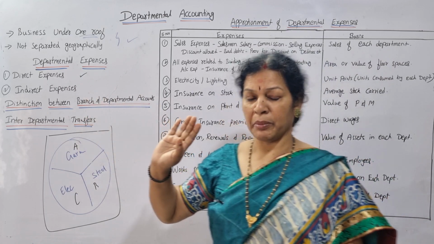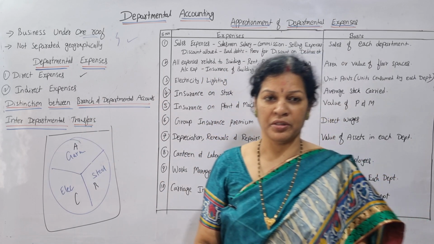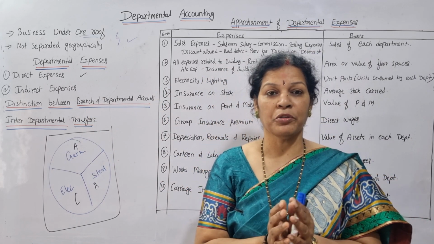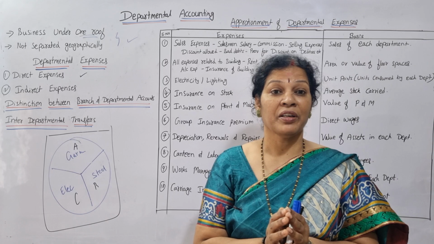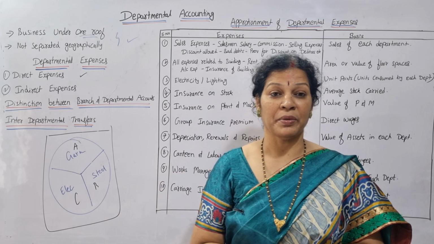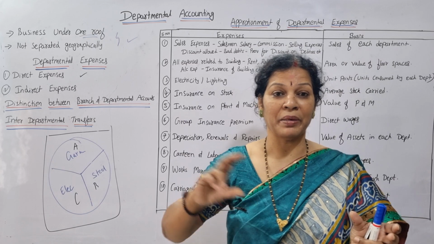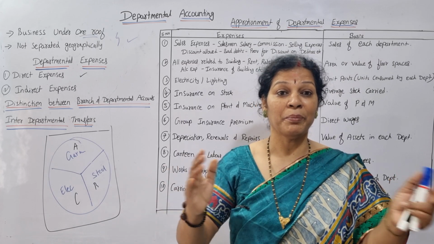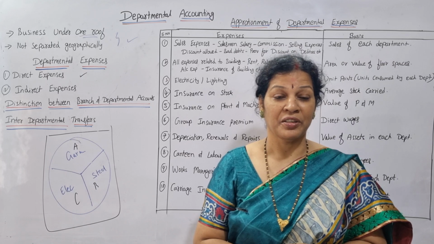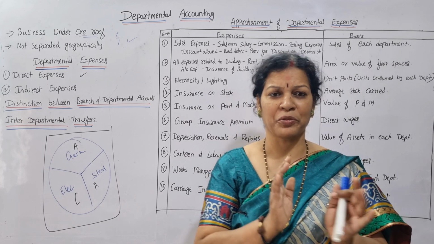Next important thing, remember, the distinction between branch and departmental accounts. What is the main difference? Branch accounts means geographically these branches are separated. One branch is in Hyderabad, one branch is in Mumbai, one branch is in Chennai, different places. But whereas if you see departmental accounts, geographically they are at one place only.